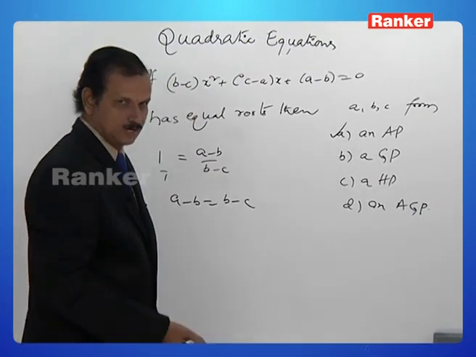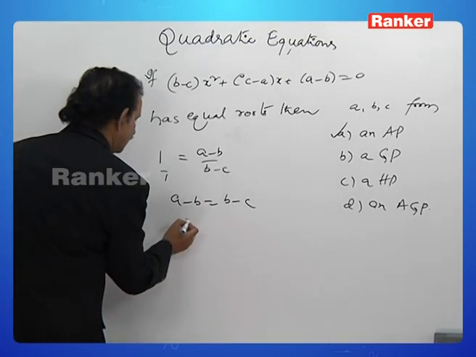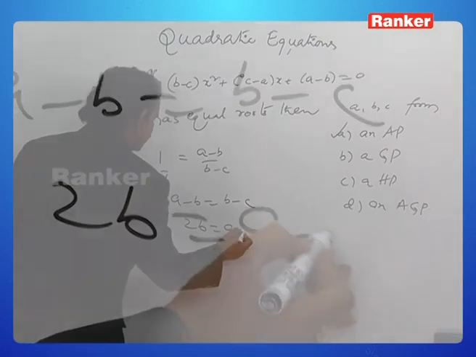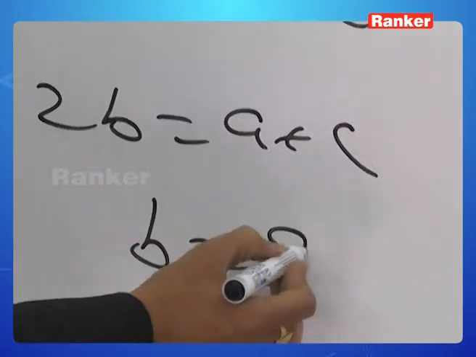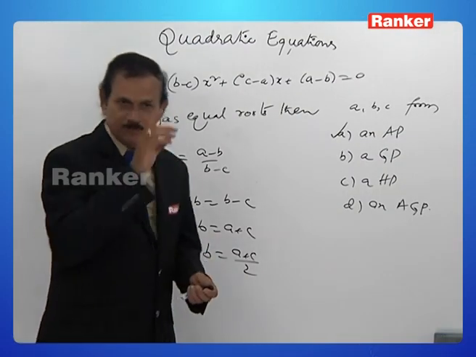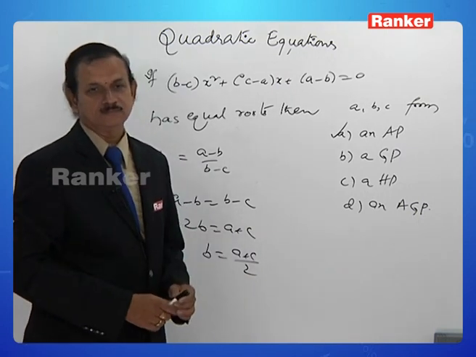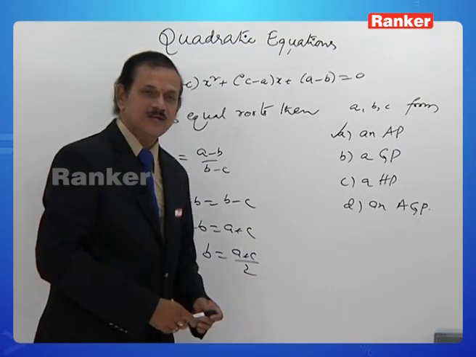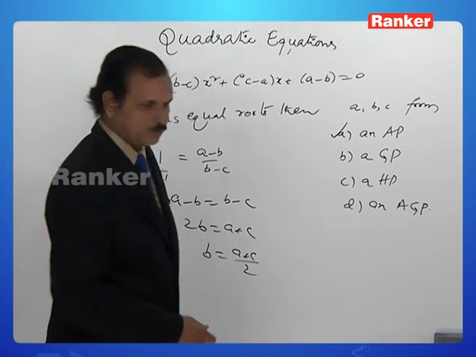If you want to still proceed, you can easily have 2b is equal to a plus c, or b is equal to a plus c by 2. This is the direct application of the previous concept. Yes, like this, let us now observe some more equations.